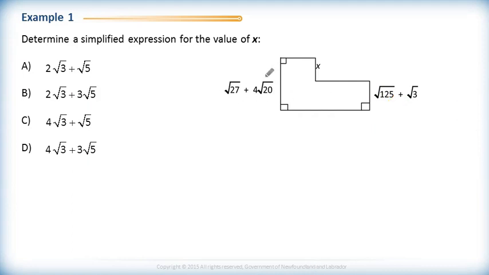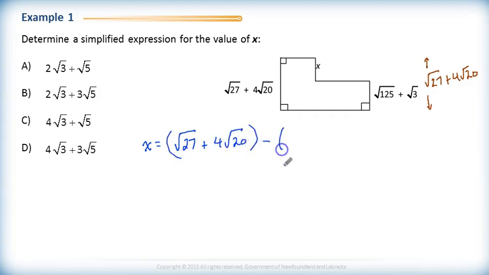If all of this is root 27 plus 4 root 20, that means it would be the same length over here, root 27 plus 4 root 20. So it would appear that all we have to do is take the longer length, all of that, and subtract this one to get the value of x. So x is equal to the square root of 27 plus 4 square root of 20, subtract, make sure you use these brackets, square root of 125 plus the square root of 3.